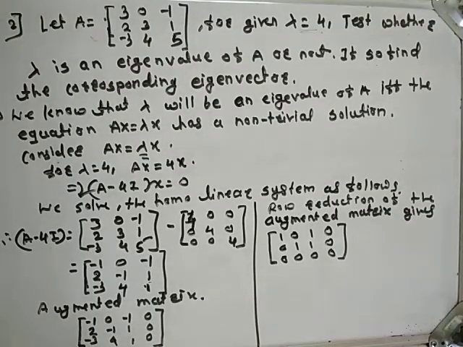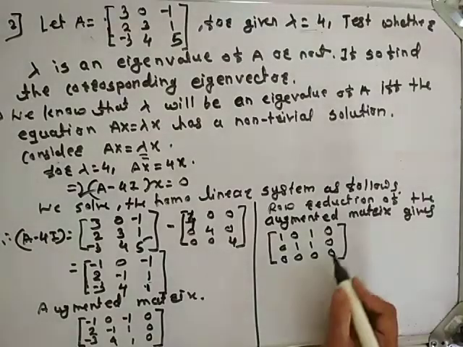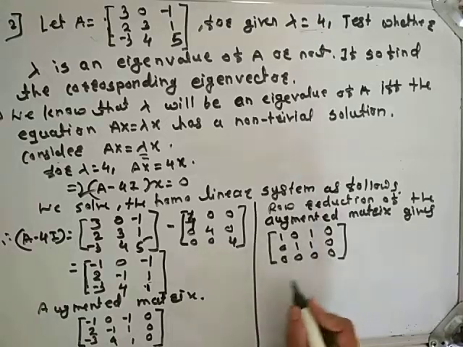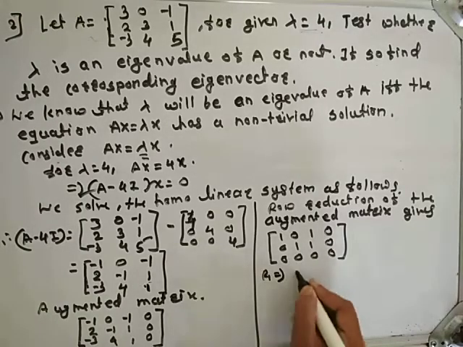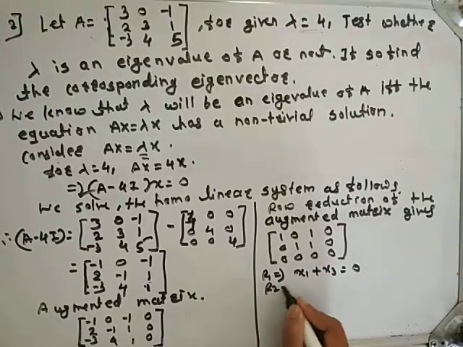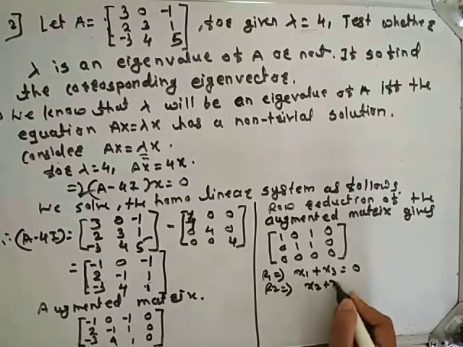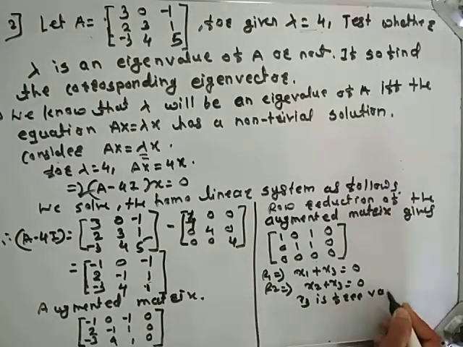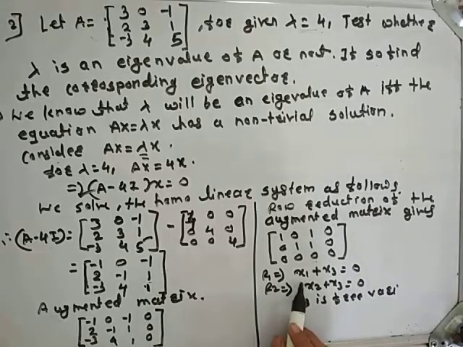See here students. R1 implies x1 plus x3 is equal to 0 and R2 implies x2 plus x3 is equal to 0. Here the third column does not have a leading one, that's why x3 is a free variable. x3 is a free variable means what? We can find x1 and x2 in terms of x3.